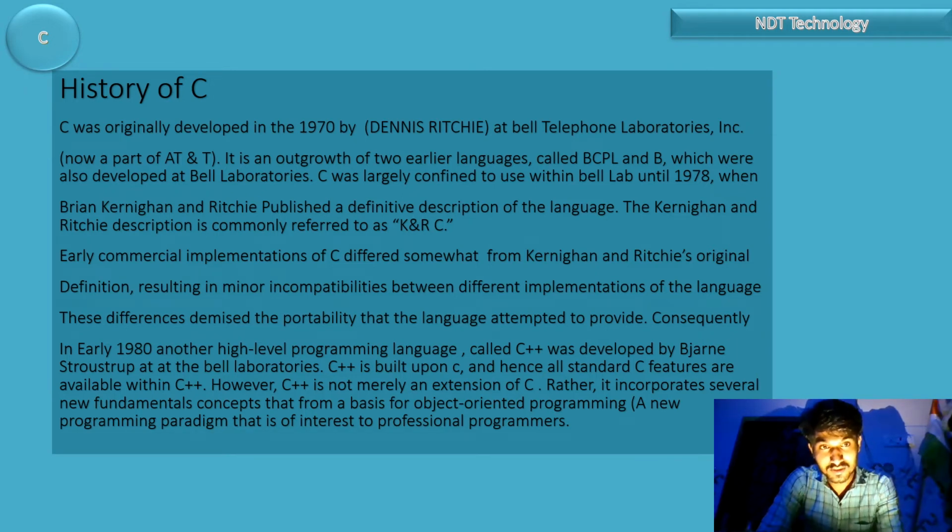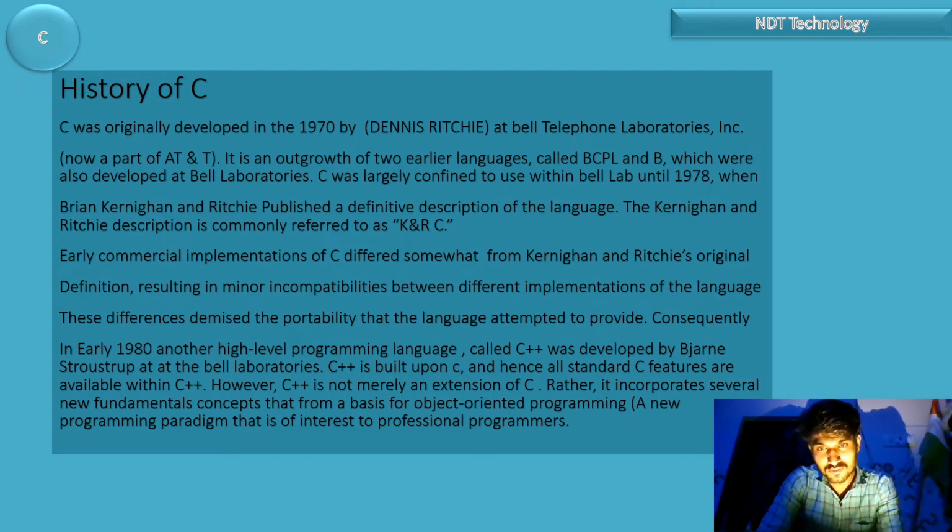It is an offshoot of two earlier languages called BCPL and B. First they had BCPL, then moved on to B, and then B was converted into C, which were also developed at Bell Laboratories. C was largely confined to use within Bell Lab until 1978. During those years, C was largely confined to use. Then Kernighan and Ritchie published the defined description of the language.